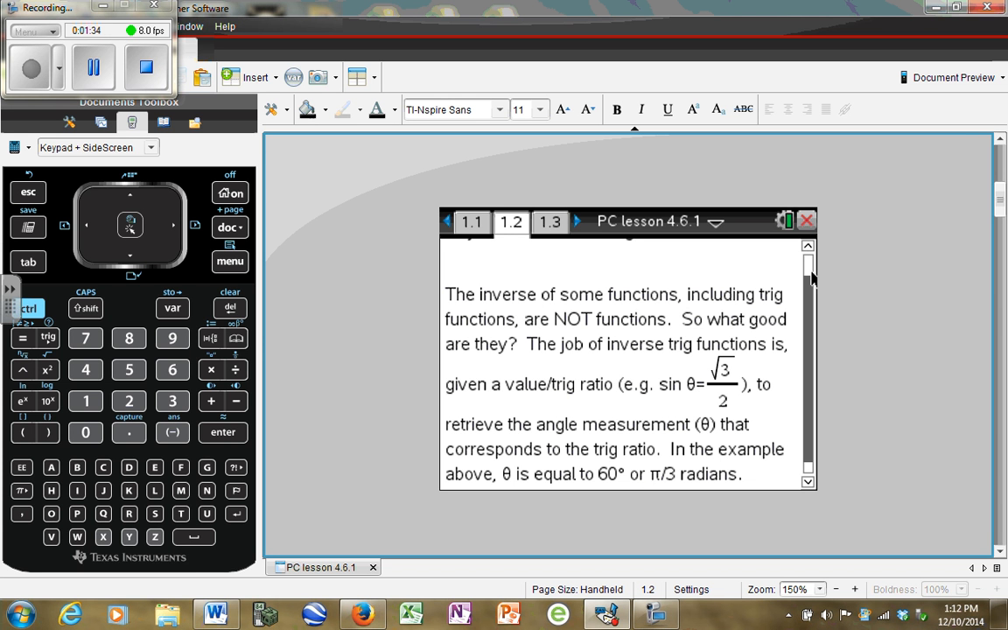And there is a one-to-one correspondence with those. In the example above, the theta is 60 degrees or pi over 3 radians, because that's where sine equals square root of 3/2.